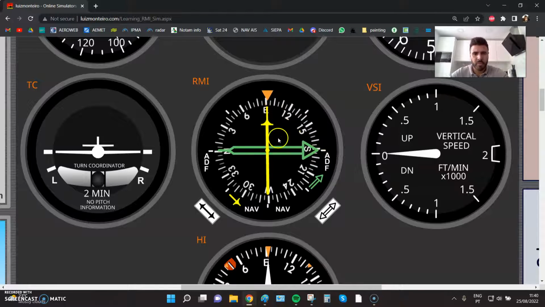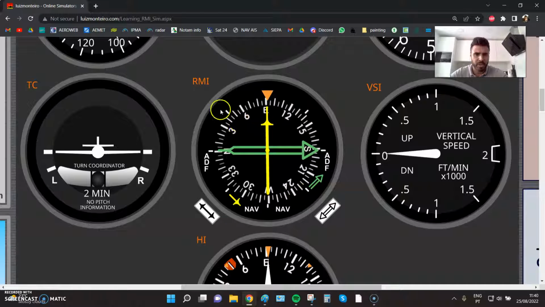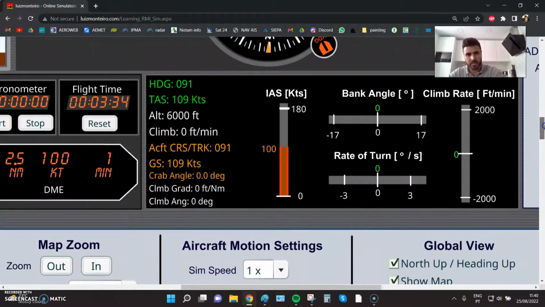Okay, well, here we are. We started, if I'm not mistaken, at QDM 045 and we went all the way to QDM 090. Now guys, let me pause this. Yeah, it's paused.